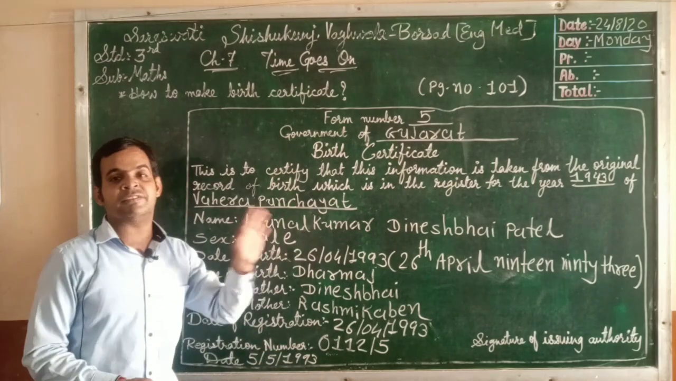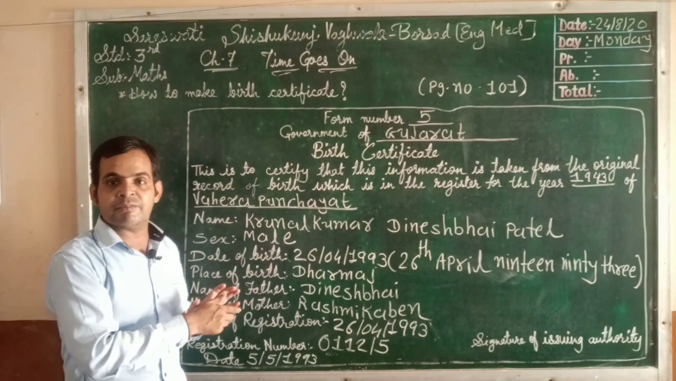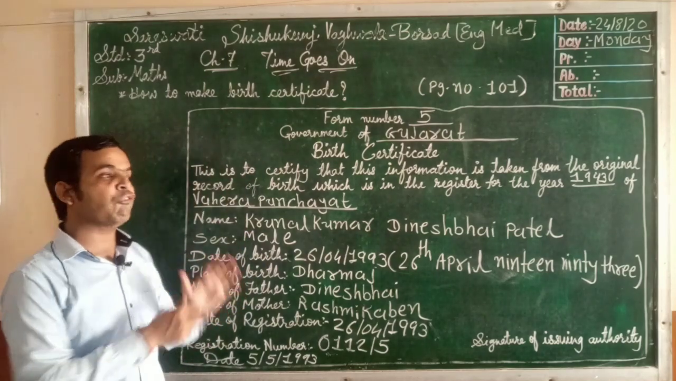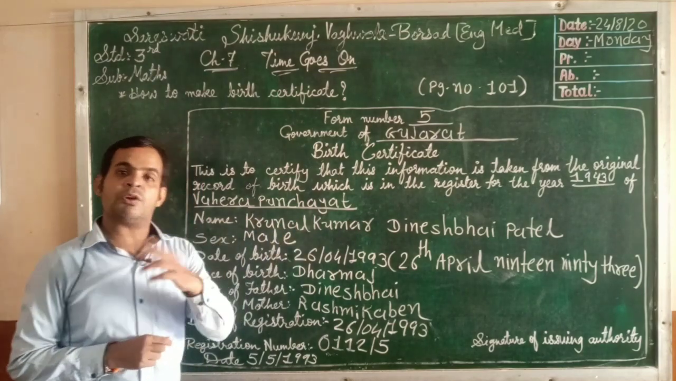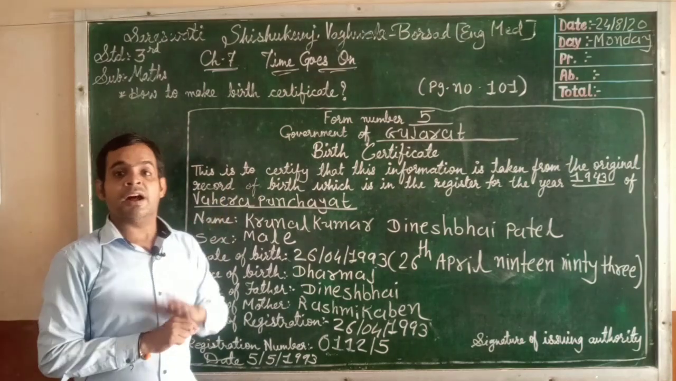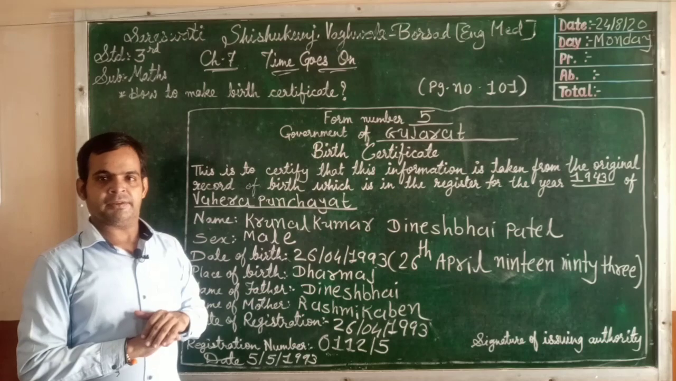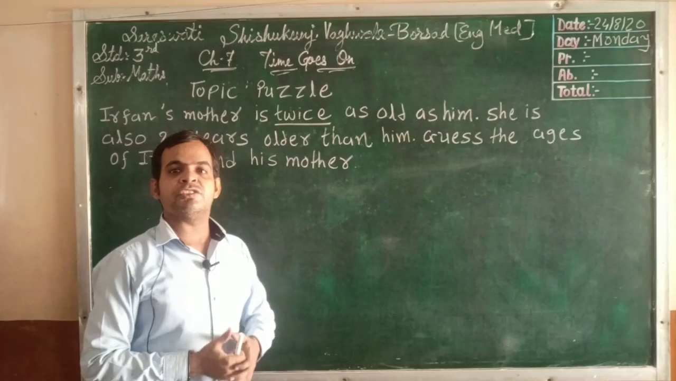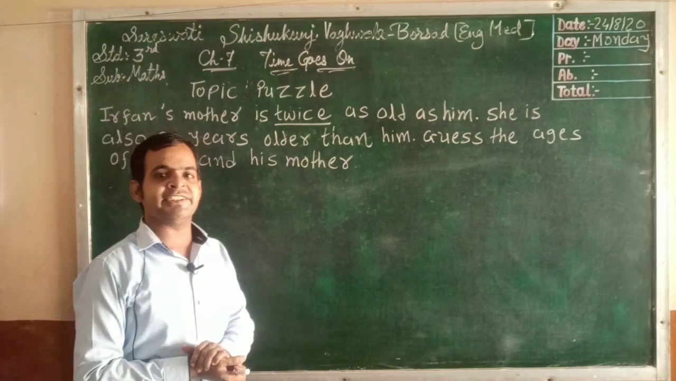Okay, so this way in the worksheet you got one form of birth certificate and you have to fill up your information in that birth certificate from your original birth certificate, right? So you can understand about this topic, how you can make a birth certificate. Okay, so now let's solve one puzzle. So here one puzzle is given.